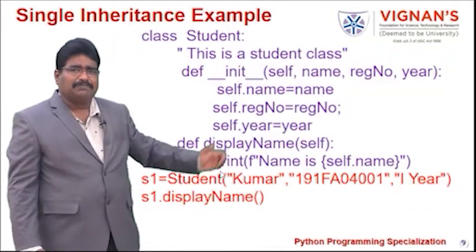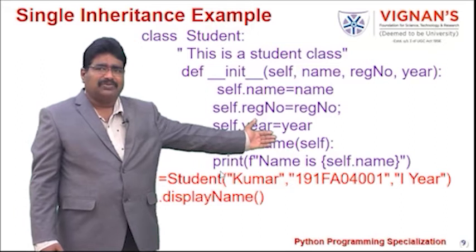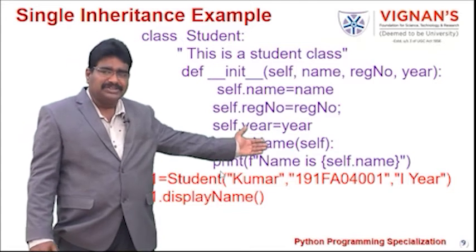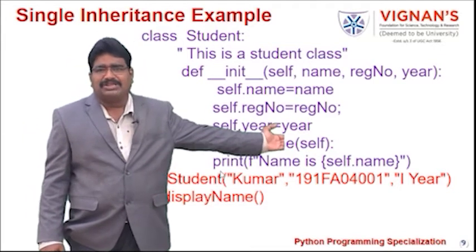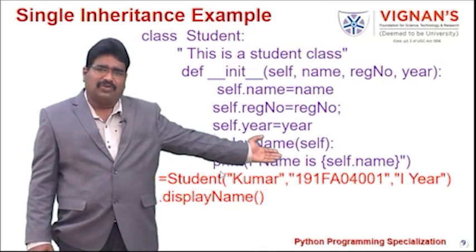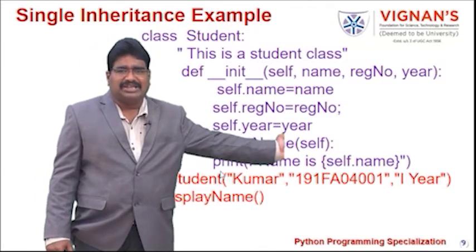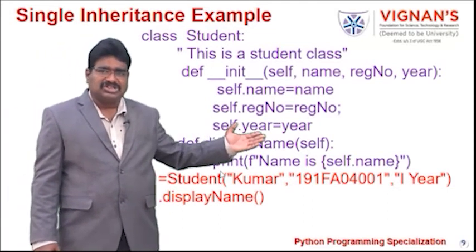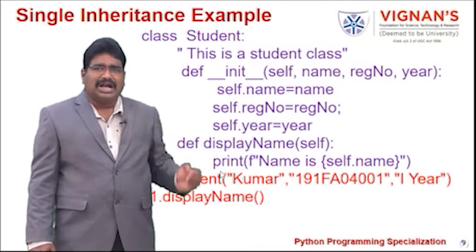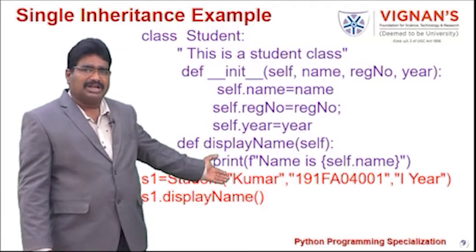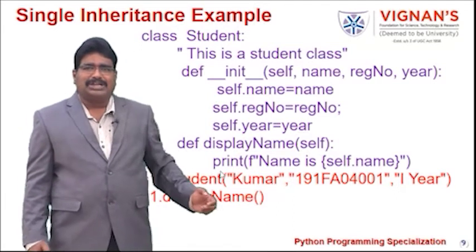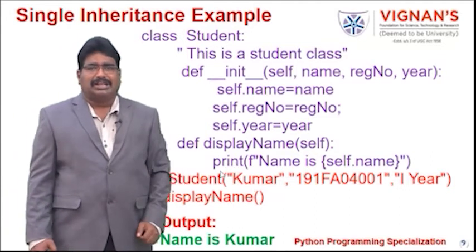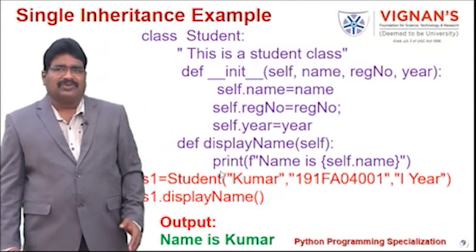Now we create one example. S1 is equal to student, and we are passing three parameters, so we want to create a student S1 with the attributes name Kumar, register number 191FA04001, and he is studying the first year, which is the year value. So the S1 object is created with name value Kumar, register number 191FA04001, and year representing the first year. And whenever we call S1 dot display name, it simply displays the name is Kumar. I hope you understand how to define the student class.